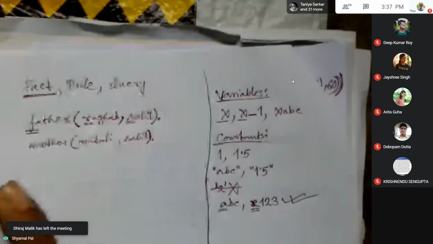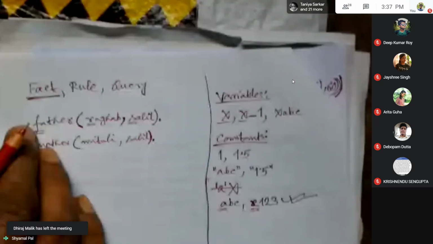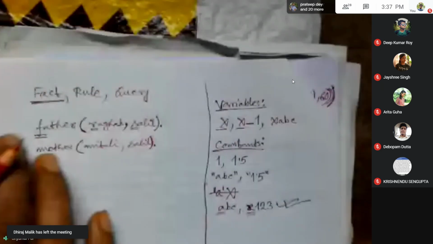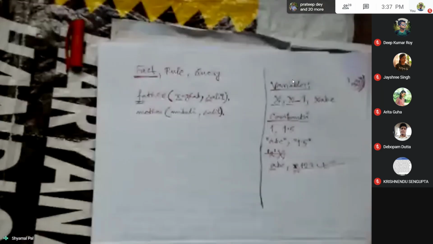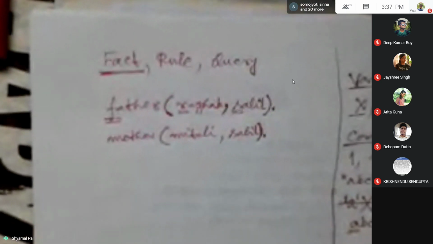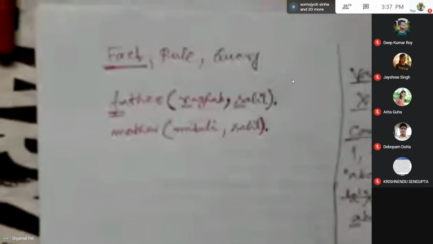So that inherent meaning, whatever you know about this Raghav, Salil, father, mother, and all this, that is the predicate names and the constants, whatever inherent meaning is meaningful to you, will be meaningful to Prolog also at the time of executing your program. So no need to separately define this father, mother.